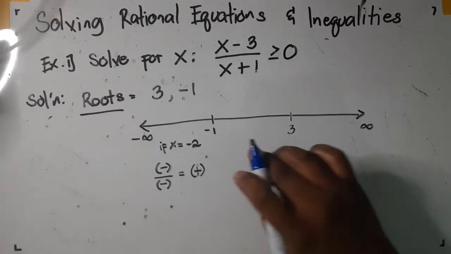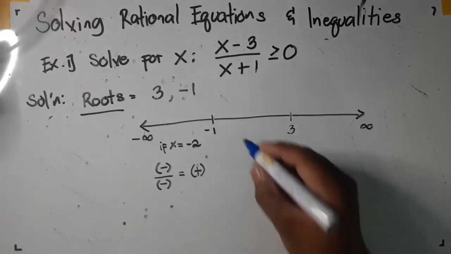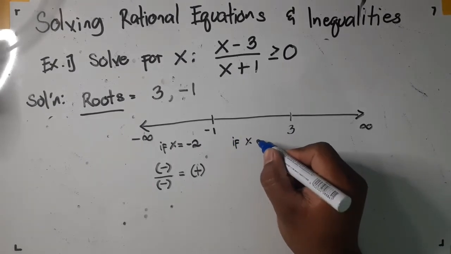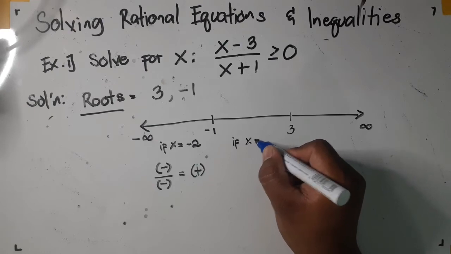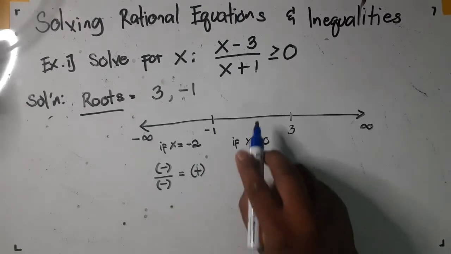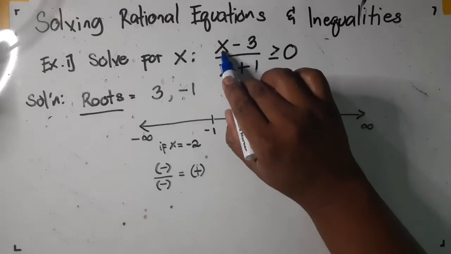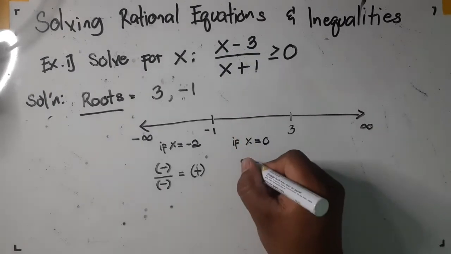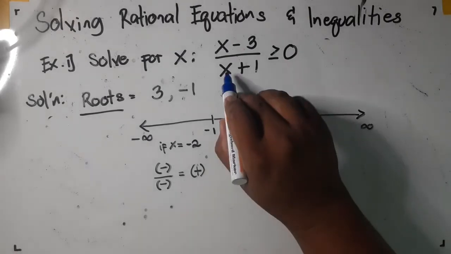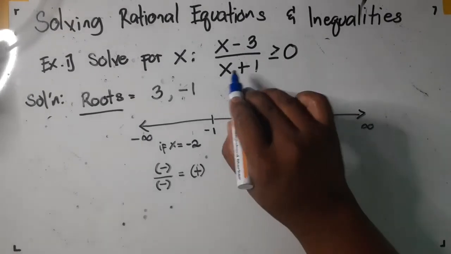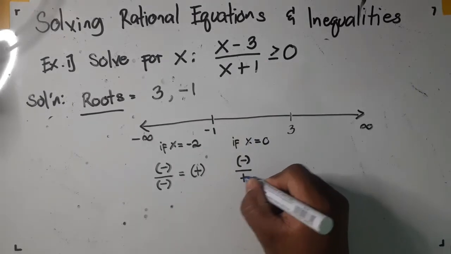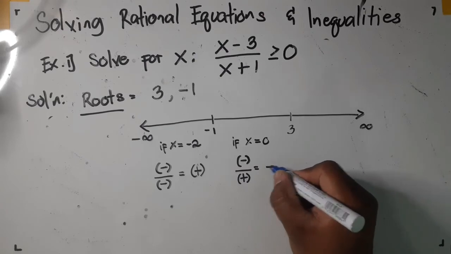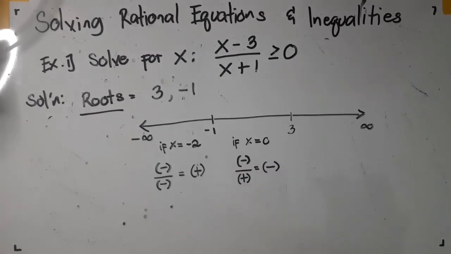Okay, we're done with the left side. So, let's go to the middle part. Okay, choose a number, whichever is easier. Okay, so let's try 0, because 0 is between negative 1 and 3. So let's substitute 0 minus 3. Okay, that's right. The answer is negative. 0 plus 1. Okay, so positive 1. So a positive number. Negative divided by a positive. So the answer is a negative number.